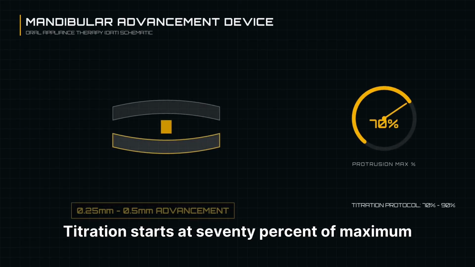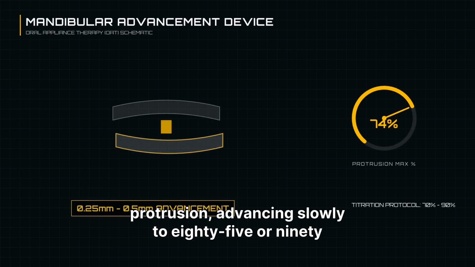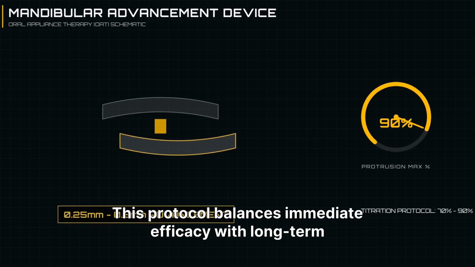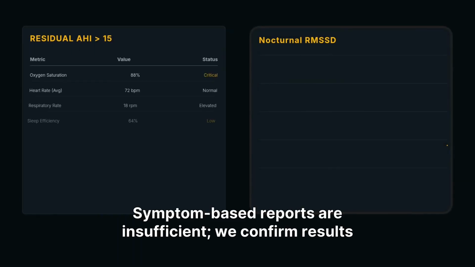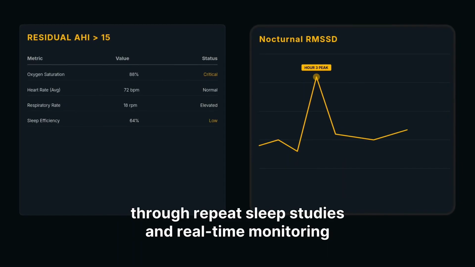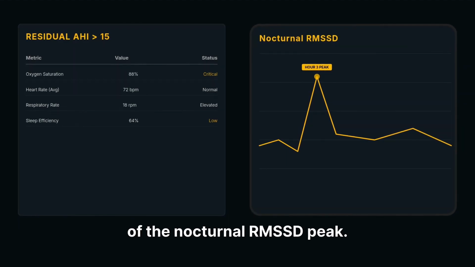Titration starts at 70% of maximum protrusion, advancing slowly to 85 or 90%. This protocol balances immediate efficacy with long-term tolerance. Objective titration is not optional. Symptom-based reports are insufficient. We confirm results through repeat sleep studies and real-time monitoring of the nocturnal RMSSD peak.